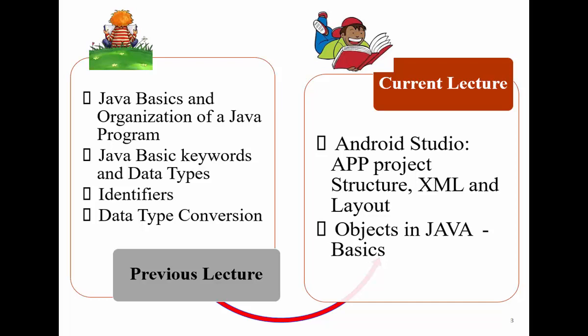After we finish discussing the project structure API, we go to objects in Java. So how we create objects in Java, and what is the most important thing about Java is that it is object oriented. So today is a very important lecture if you really need to understand how objects are created in Java and how you can interact with the objects.